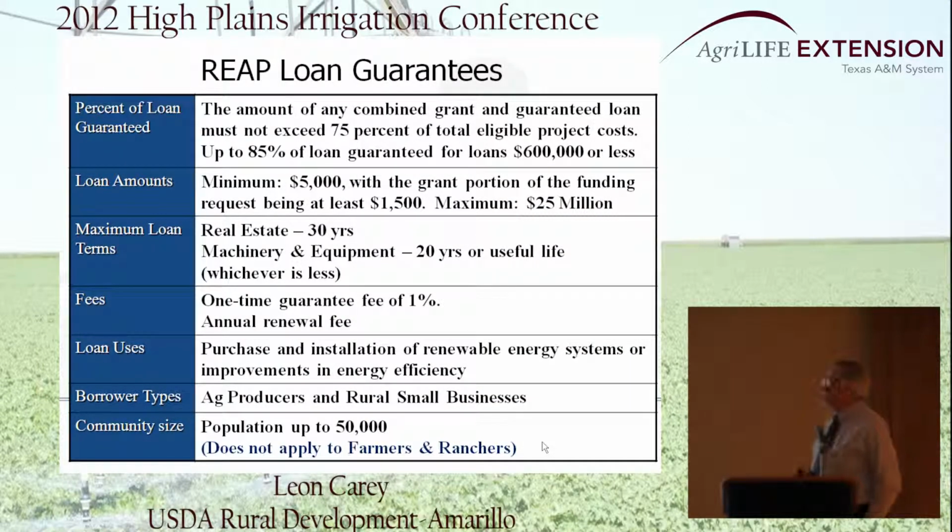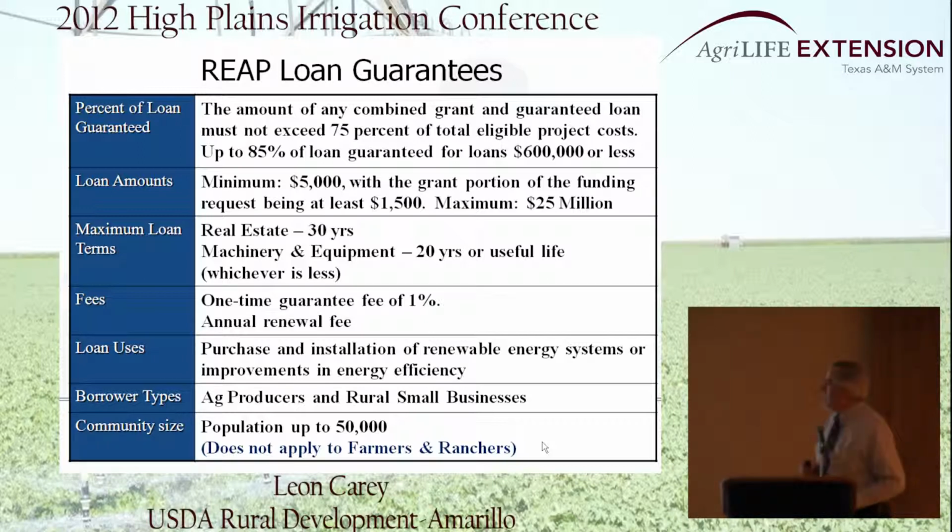I mentioned earlier that this program includes guaranteed loans. Here's a chart showing the guaranteed loan program. The most important thing on here, it talks about the amount of any combined grant and guaranteed loan cannot exceed 75% of eligible project cost. So even if you did a guarantee and a grant, you're still going to have to come up with 25% somewhere else.